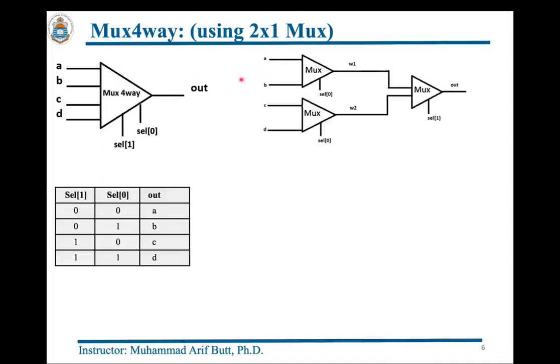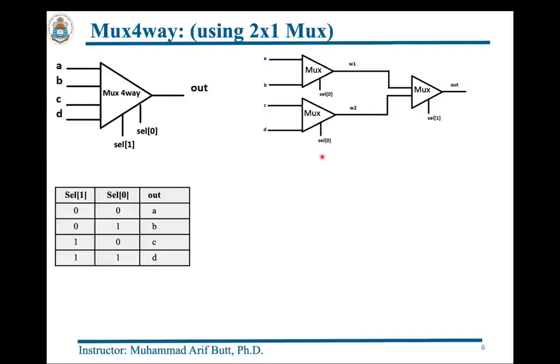I have placed 3 mux chips. Each of these 3 mux is a 2 by 1 mux. With these 2 mux, the selection line is common, that is sel 0. Well, this sel 0 is going to decide which of these two inputs will be placed over here and which of these two inputs will be placed over here.